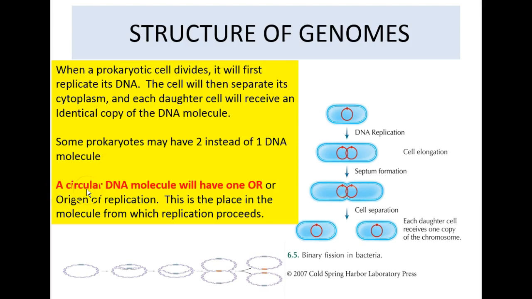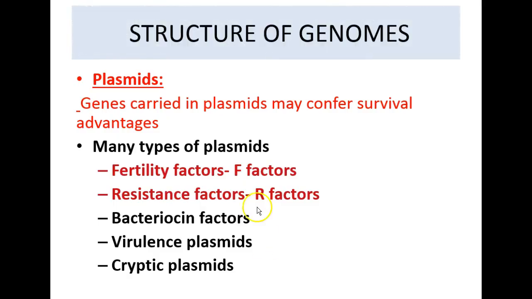The DNA in prokaryotes is a circular DNA molecule with 1 origin of replication. The origin of replication is the place from which replication of the DNA molecule will proceed until 2 identical molecules have been synthesized. Plasmids carry genes that might give the cell survival advantages. We will look at 2 types of plasmids in Chapter 8, fertility factors and resistant factors.